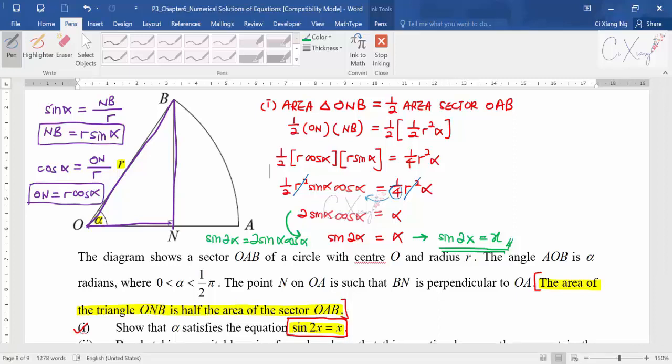All right, in this part, you will see that you need some very basic knowledge in AS, which is the area of triangle, area of sector. And after that, you need the knowledge from A2 chapter 3, the trigo identity. All these are linked together, so make sure that you know everything here. Okay, so this is what we have for part number 1.